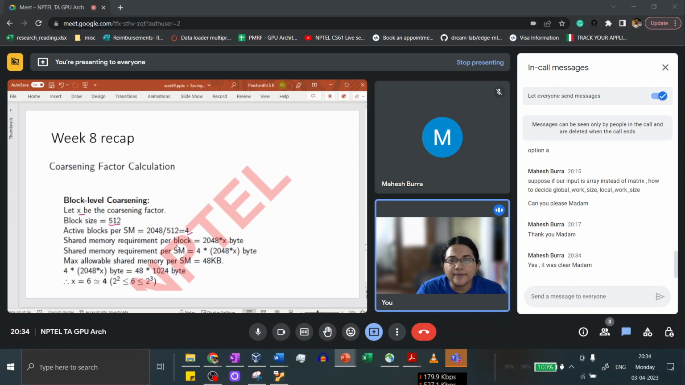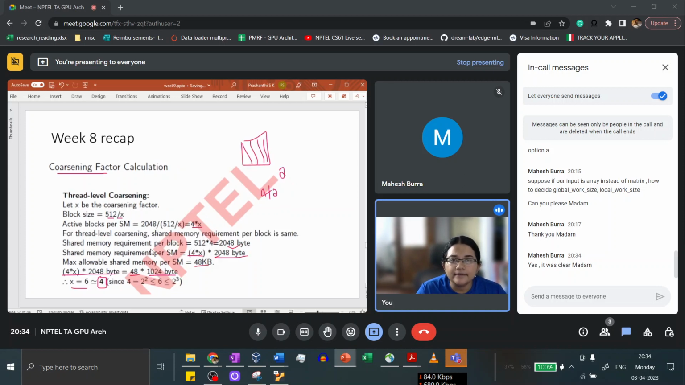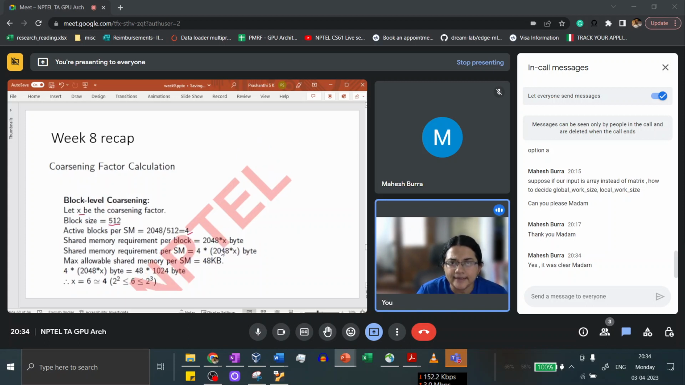Now the shared memory per block will change. Remember that. That's important. In the previous case, the shared memory per block did not change. It remained at 512 into 4, 2048 bytes. Here it changes. It becomes 2048 into x. So this is per block. Per SM, what you do is multiply it with the number of blocks. The number of blocks here is not an unknown, it's just 4. So you multiply it with 4.